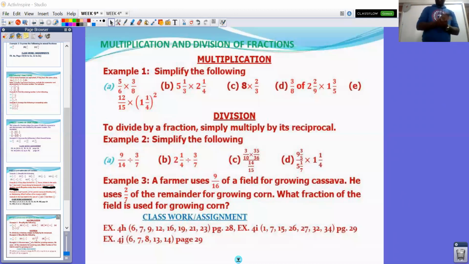In our last class, we started multiplication of fractions. So today, we'll be looking at division of fractions. So let us write this down. Division of fraction. Let's write the note.